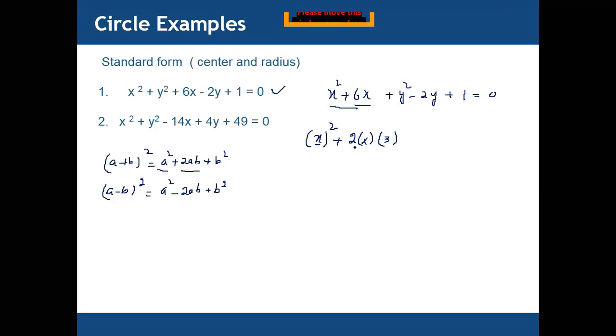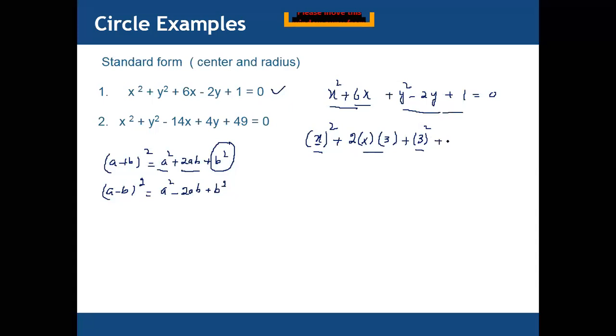So x square plus 2ab, and the last term b square is missing. To complete this formula, we must add b square here, and we know that b is 3. So if we add b square, like 3 square, this is the complete formula, a square plus 2ab plus b square. Same for the second term, y square minus 2y plus 1.